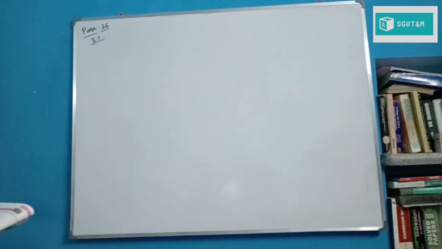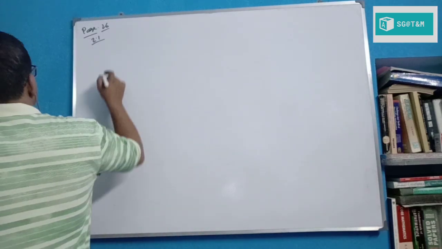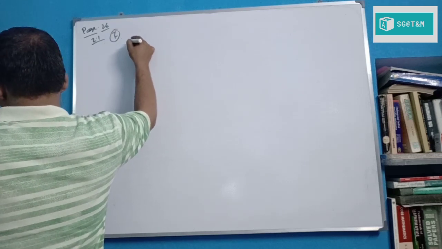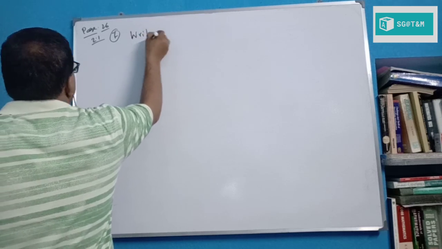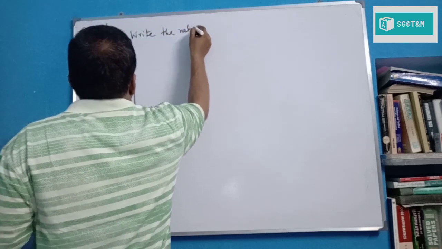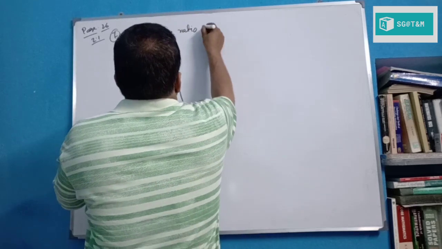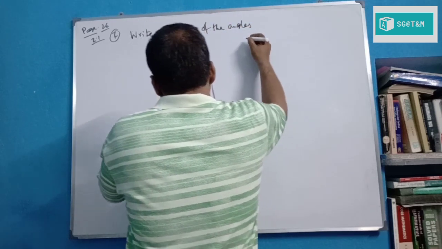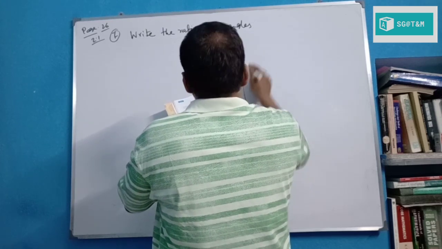Next question, number 7 of this exercise also. Question number 7. Write the ratio of the angles of an equilateral triangle.